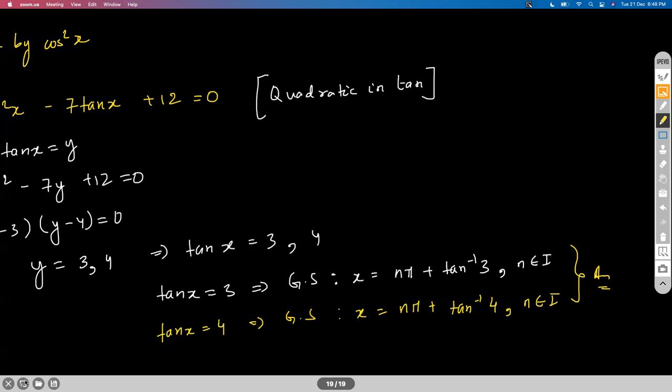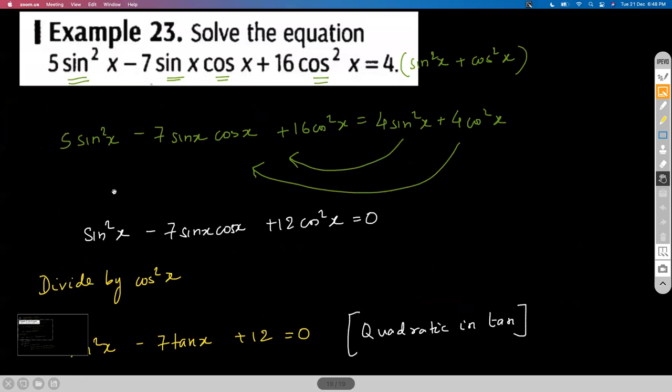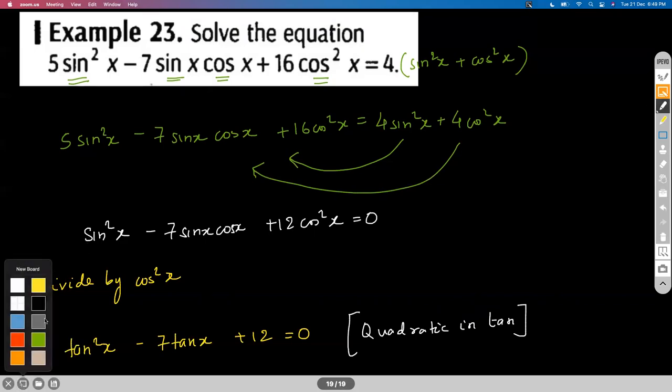Is it fine? All right. So I think you'll be able to manage any such questions. If, let's say, there was a homogeneous function of degree 3 involved everywhere, you divide by cos cube and get a cubic in tan. In most of the cases that will be factorizable. Don't worry, you will not get a cubic equation which is beyond your factorization capabilities. You'll always get equations which are factorizable. So there's no point wasting time doing more and more questions. Let us quickly move on to the next type.